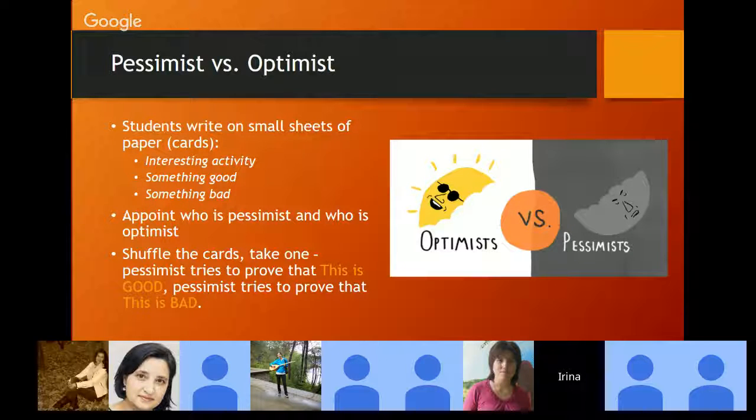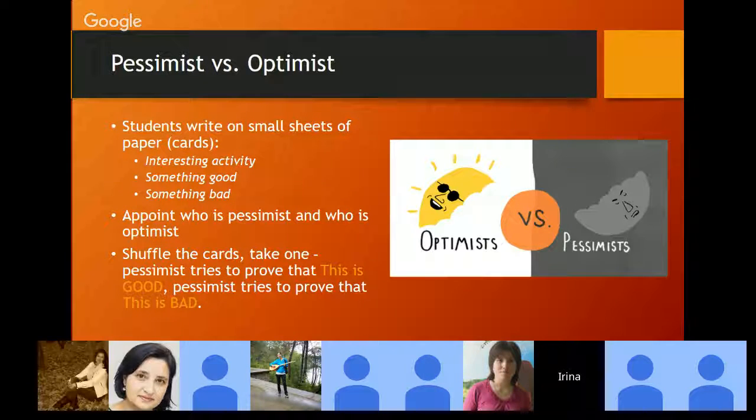Another activity is called pessimist versus optimist, and it is suitable for, you might say, any level, depends on your imagination. So what does it consist of? Students write on small sheets of paper, on cards, three things. So you have three little cards for every student. On the first card, they write an interesting activity, like playing games or singing, dancing. Something good, the second card, like friendship.